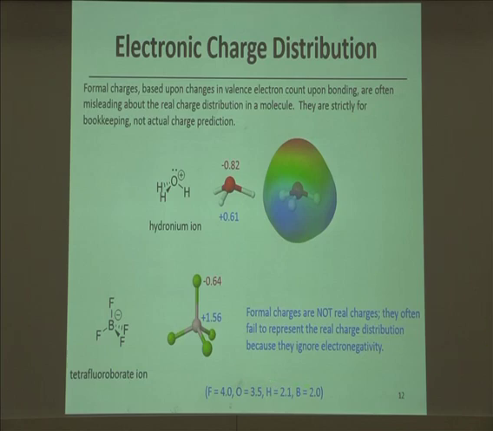And the most important thing to take away from this slide is this final conclusion statement over here, that formal charges are really, really not real charges. And if you use them to try to explain chemical reactivity, it can lead to all kinds of problems because they don't represent the real charge distribution in the molecule, which is based more upon electronegativity than any sort of valence electron count or the origin of formal charges. So remember that these formal charges are simply for bookkeeping and keeping track of electrons. They are not necessarily for predicting real charge.